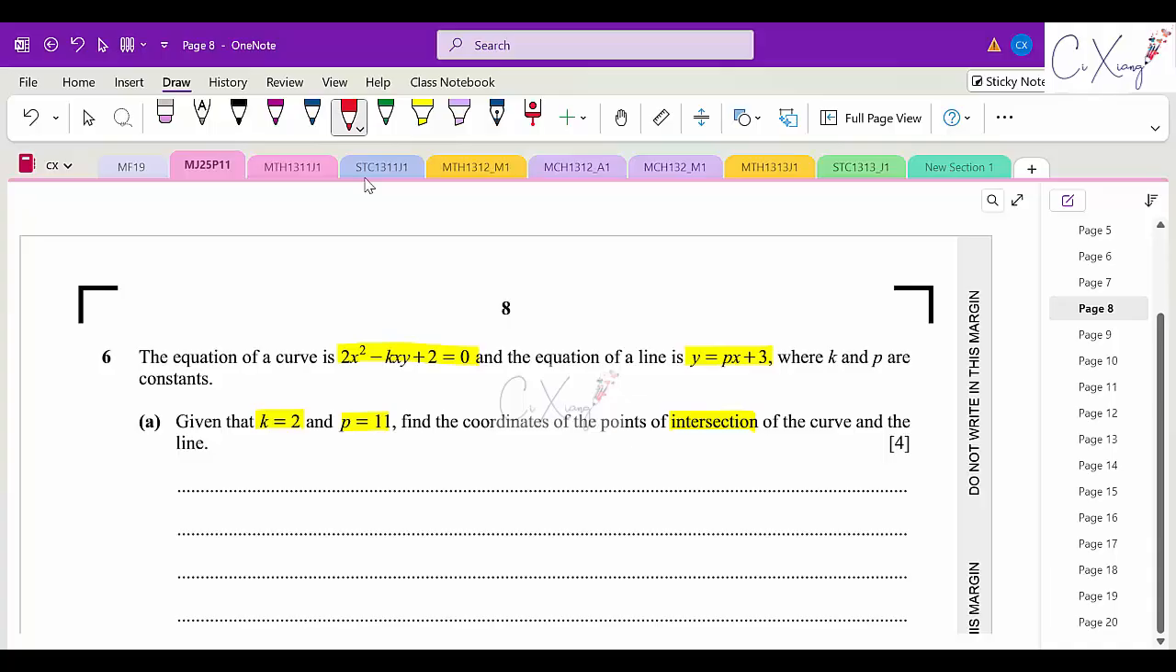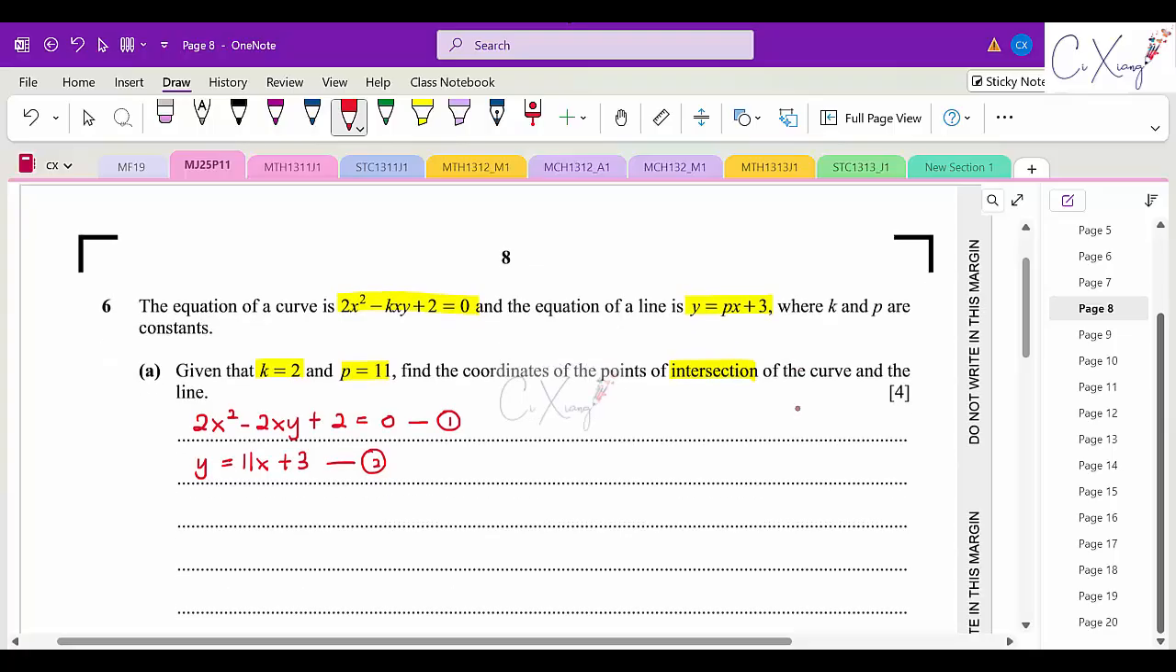Right, so let's start with the curve. Our curve has this equation and the value of the k is basically 2. So I'm having negative 2xy plus 2 equals to 0. And assume that this is the first equation. Then for the second equation, y equals px plus 3. P means 11, so y equals 11x plus 3. And this is my second equation. To get the intersection point, I have to solve them simultaneously to get the answer.